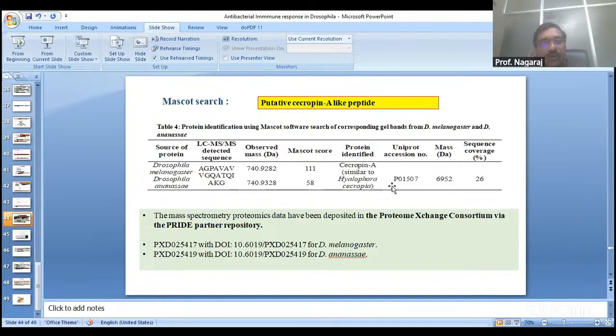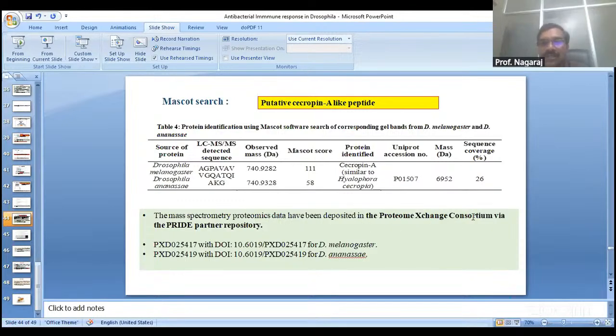The protein identified is cecropin A, similar to the Hyalophora cecropia, which is a kind of protein already identified in different insects, which has been given an accession number in the UniProt KB database. And this is the mass in Daltons of this protein, and sequence coverage was around 26%, not much of it. So that means this cecropin-like peptide might be a little different from what is already identified.